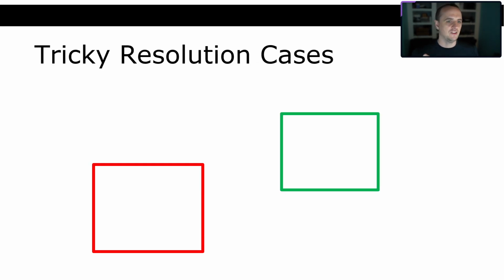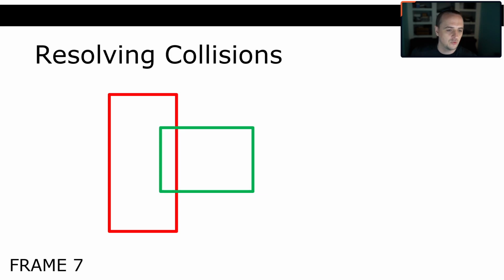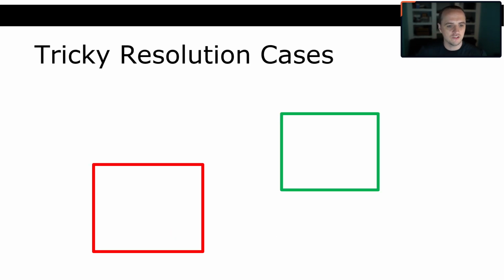So here is a tricky case, all right? This was an easy case to resolve because we detected that there was vertical overlap, right? But we saw that all of the overlap was in the x direction, so we can just push the player back out. But here's a tricky case.